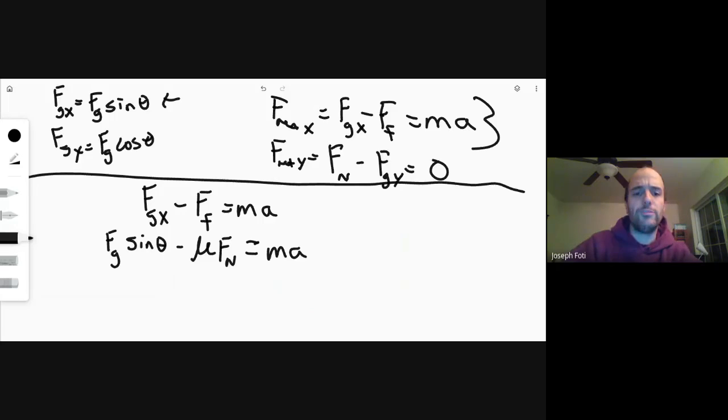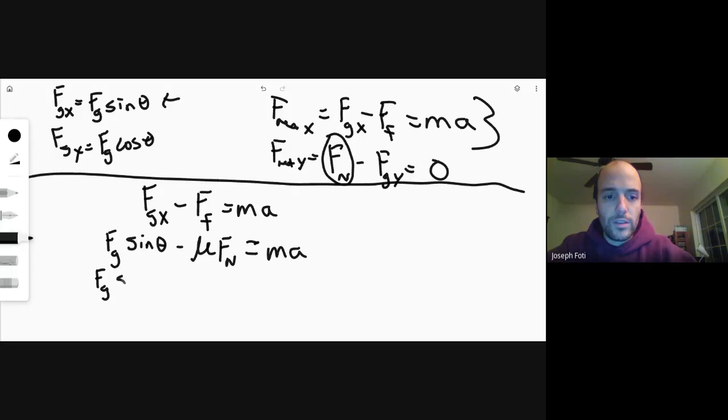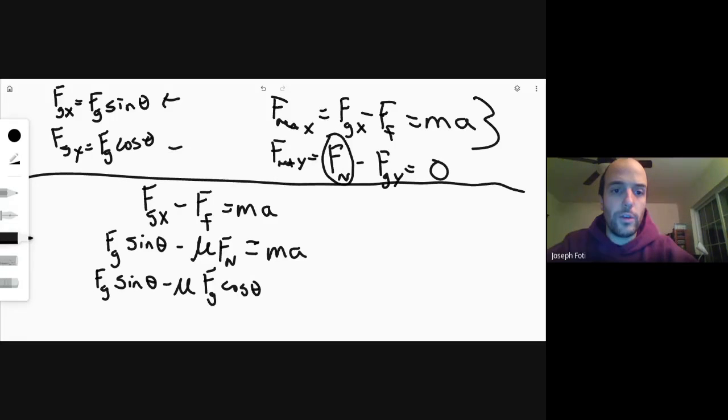So we don't necessarily have a term for normal force, but check out right here. It's in our y equation, which is why it's always important to write down all of our net force equations, right? We can add FGY to both sides, and we'll have the normal force equals the y component of gravity. So plug that in. We'll say FG sine theta minus mu times FG cosine theta, because that's what FGY equals from here, equals MA.